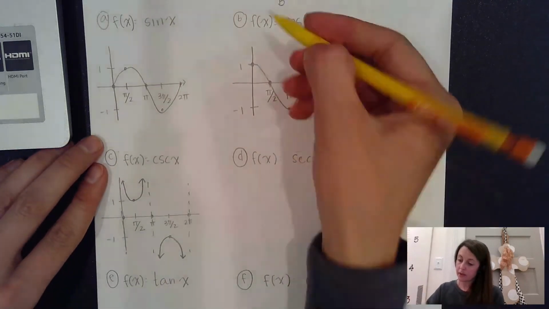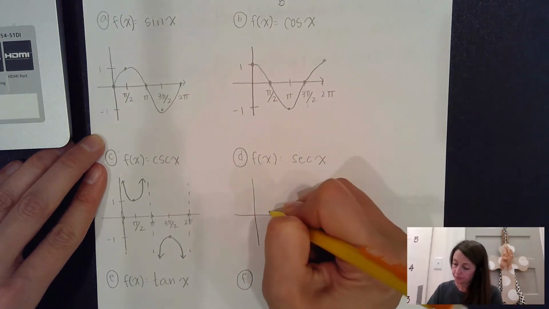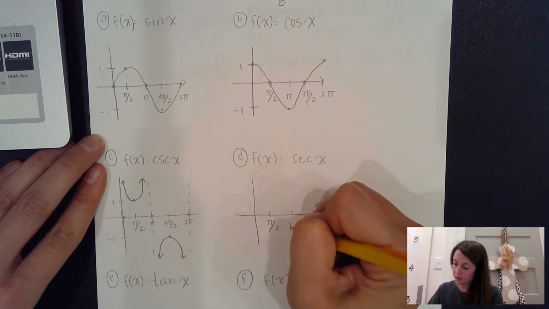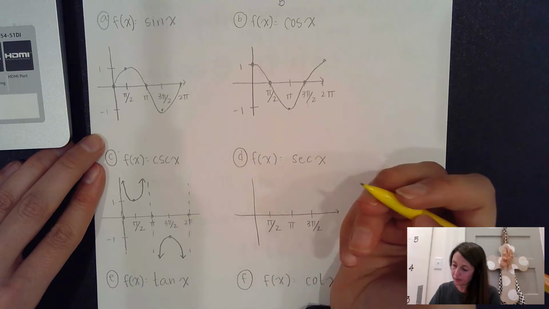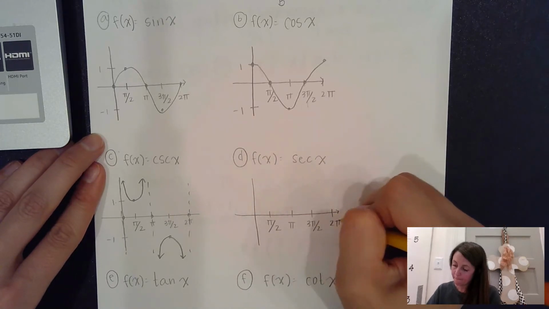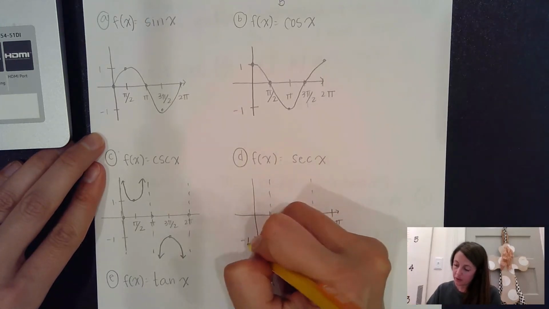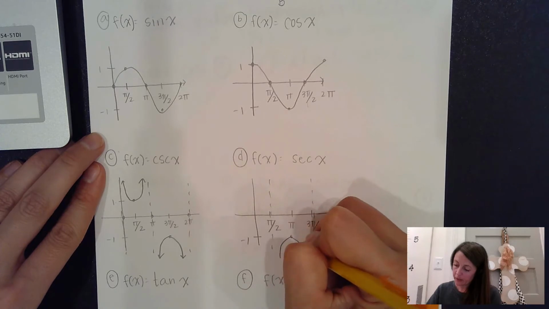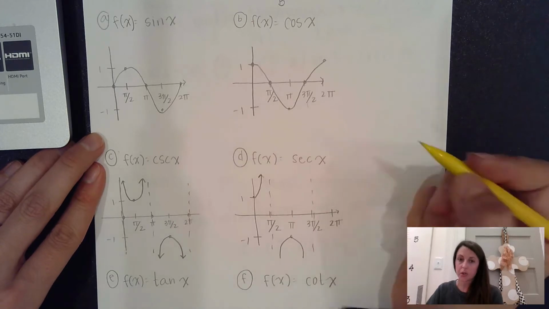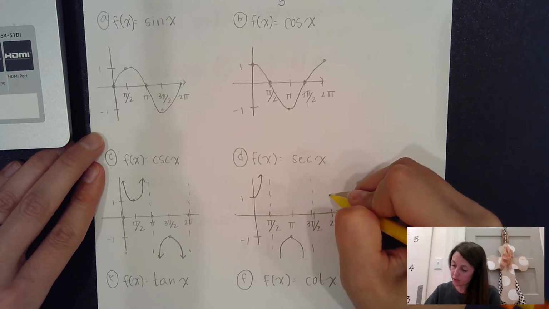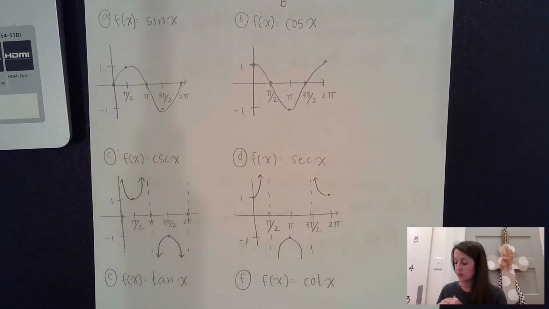So secant there is going to have asymptotes at each one of those values. So at pi over 2 and at 3 pi over 2, I will have an asymptote. At pi it will be down here, at 0 it will be at 1. I'm just going to show you one side, and then pi over 2 will be on that side. But remember, it's a continuation, it continues in that window.